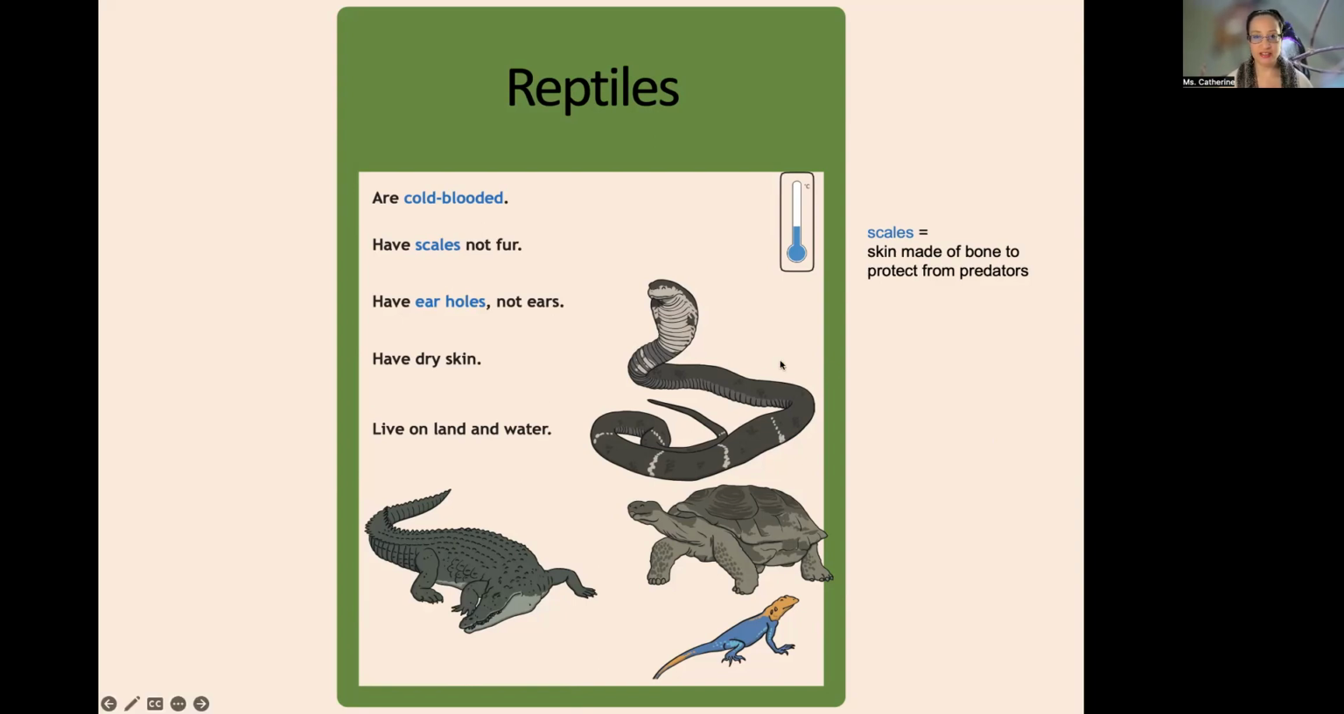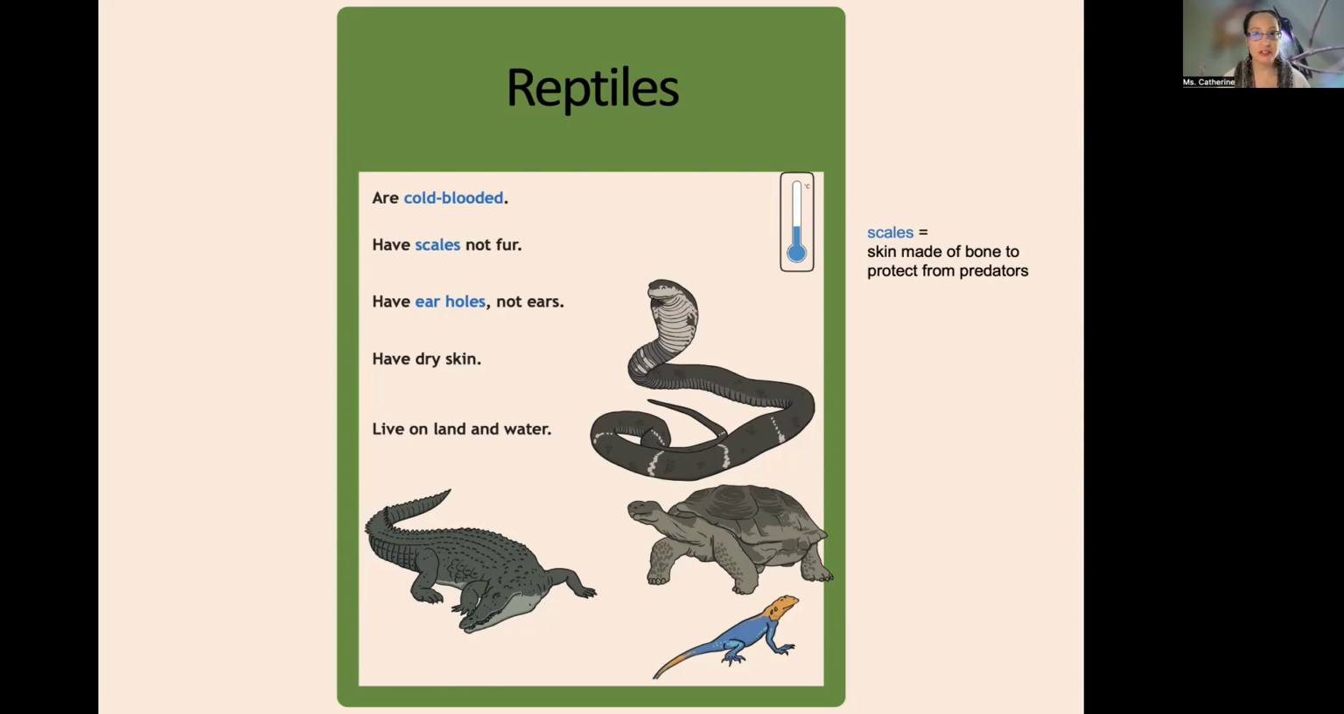Okay, does anyone recognize these? This would be a snake, a turtle. You think this could be like a lizard or remember, there are different types of reptiles out there. Okay, some of these look like amphibians and some of these look like reptiles, but there are differences. And this would be like an alligator or a crocodile. Okay, so remember, reptiles have scales, not fur. They're cold-blooded. They have ear holes, not ears. They have dry skin, and they live on land and water.